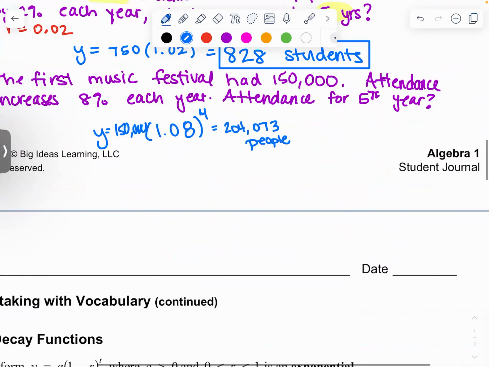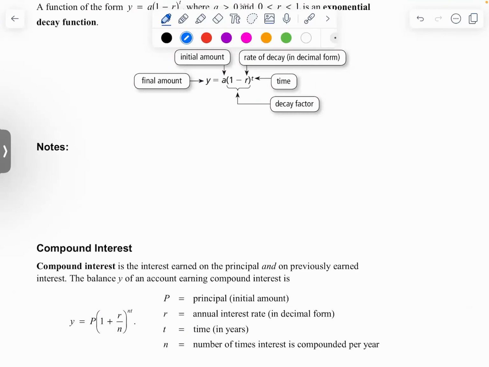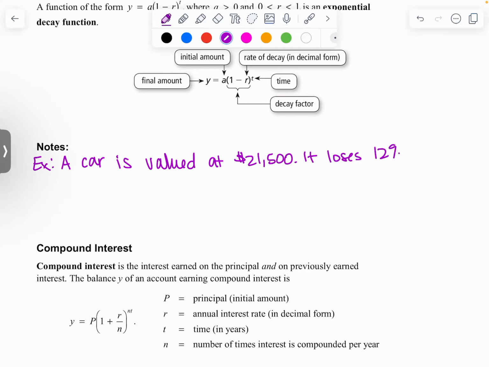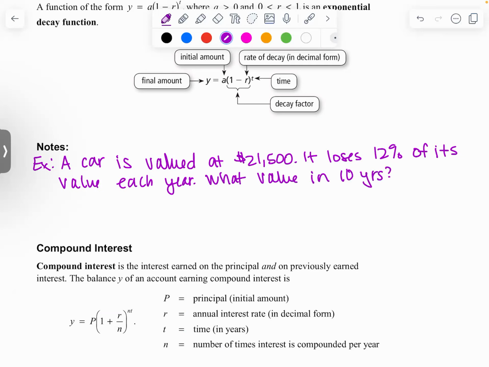All right, here we go. A car is valued at 21,500. It loses 12% of its value each year. I want to know the value in 10 years.